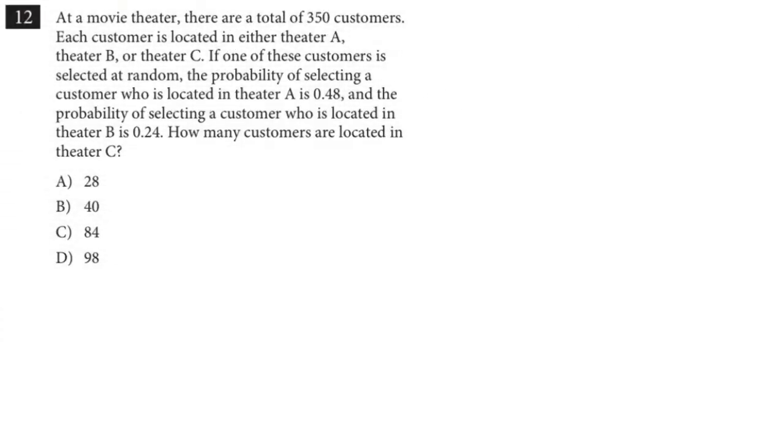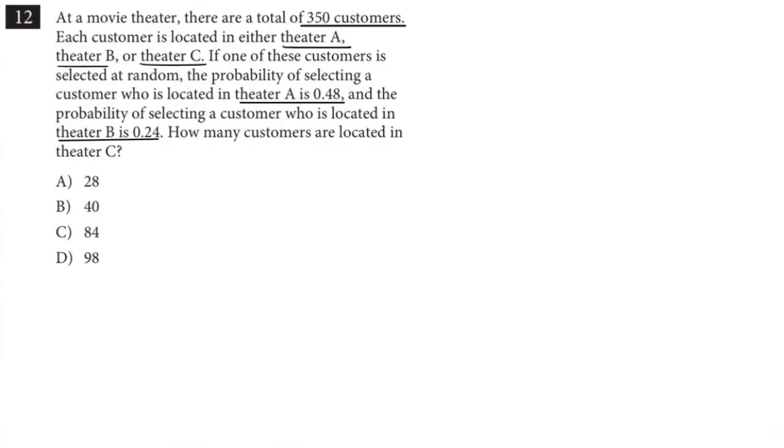Question 12. At a movie theater, there are a total of 350 customers. Each customer is located at theater A, theater B, or theater C. There are 3 theaters. If one of the customers is selected at random, the probability of selecting a customer who is located at theater A is 0.48, and the probability of selecting a customer located at theater B is 0.24. How many customers are located in theater C?